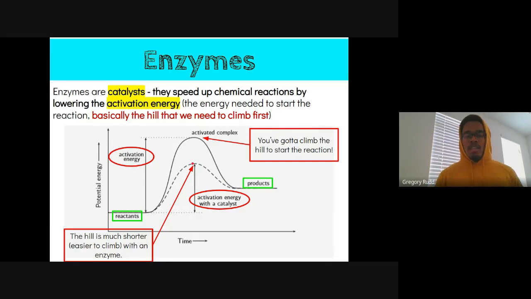So activation energy is what I need to actually start the chemical reaction, to get it to the top of the hill so that the reaction can begin. But once the reaction begins, the ball just starts to roll and we eventually get to the products. An enzyme makes it much easier for that reaction to take place because it lowers the amount of energy that you need to put in.